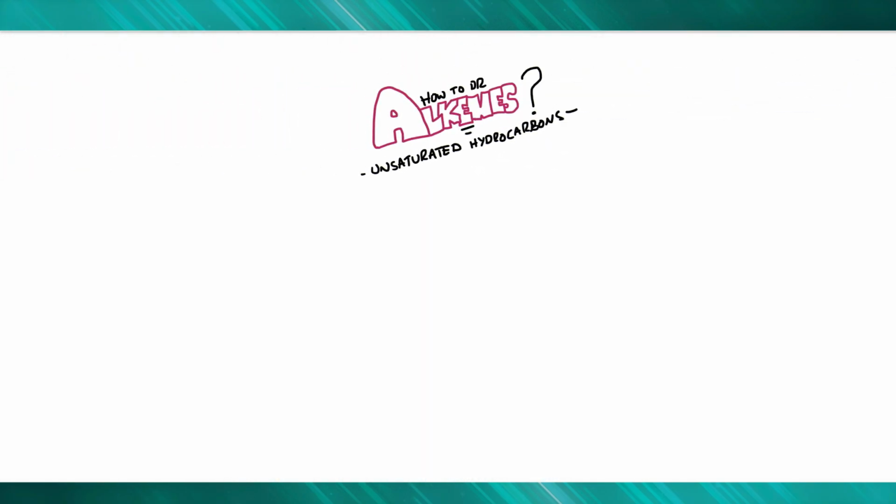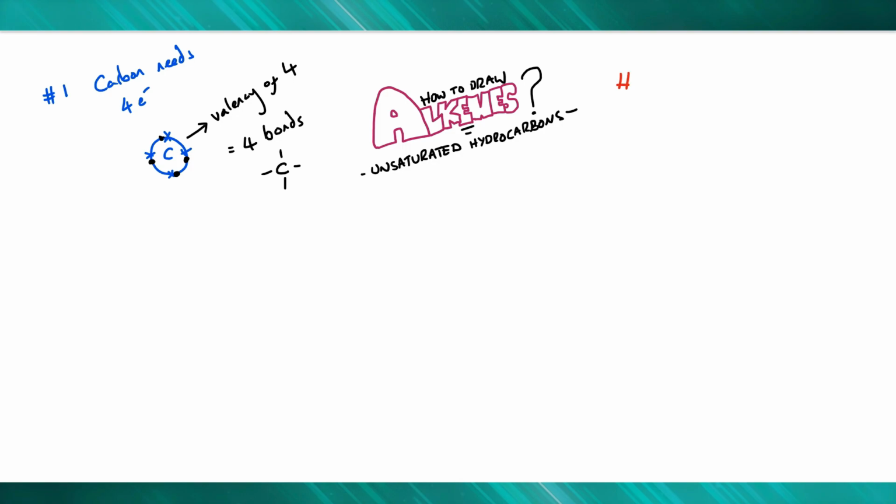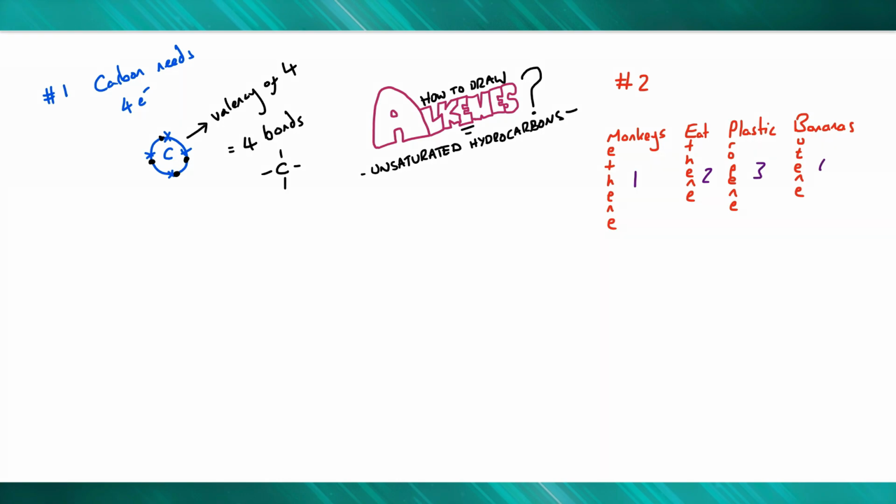So how do you draw your alkenes then? First rule, you should remember this: all carbon atoms need 4 electrons. They have 4 in the outer shell, they need another 4, which gives them a valency of 4, meaning they can make 4 bonds. Second rule, remember monkeys eat plastic bananas. So monkeys methane, eat ethene, plastic propene, and bananas butene. That also tells us the number of carbon atoms, so 1 for methane, 2 for ethene, 3 for propene, 4 for butene.